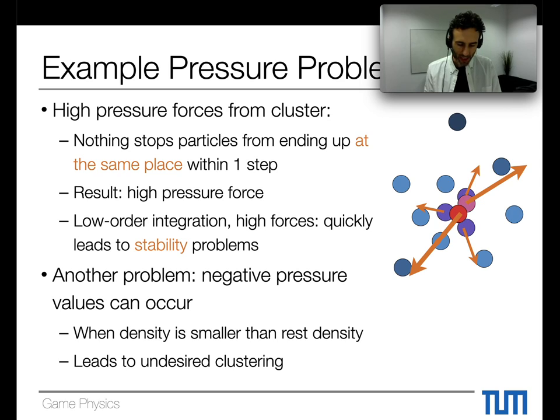Yeah, I've briefly mentioned that this pressure can also be negative when we have a density that's smaller than this rest density, and that can also cause problems. That actually has an opposite effect that kind of pulls particles back together, and that can sometimes lead to a bit unintuitive clusters of particles. Typically less critical for stability though.